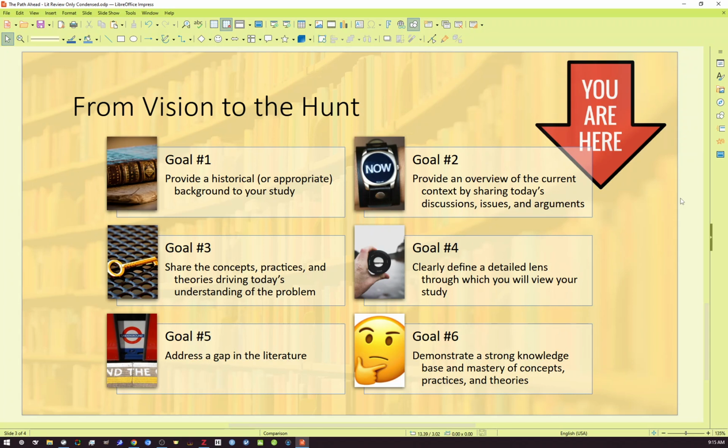Yes. Goal number 6, demonstrate a strong mastery of the knowledge in your field. That's just kind of like duh. That's why we do a lit review, is to show that we understand the cutting edge of our knowledge. Yes, that's what gives us the master's in MBA. Now, let's go back to goal number 4. Goal number 4 is the one I skipped, and to me is the most important one. A literature review is an expression of how you see the problem given what you've learned from others.